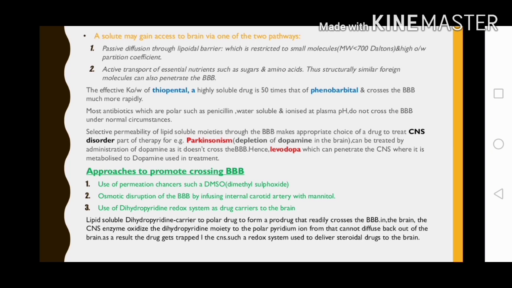So a solute may gain access to the brain via one of two pathways. One is passive diffusion through the lipoidal barrier, which is restricted to small molecules whose molecular weight is less than 700 Daltons and a high O/W partition coefficient. Active transport of essential nutrients such as sugars and amino acids, and thus structurally similar foreign molecules, can also penetrate the blood-brain barrier.